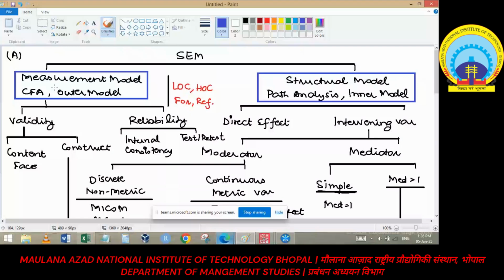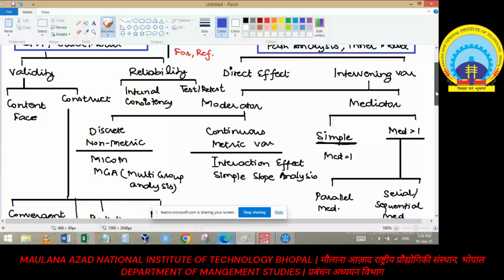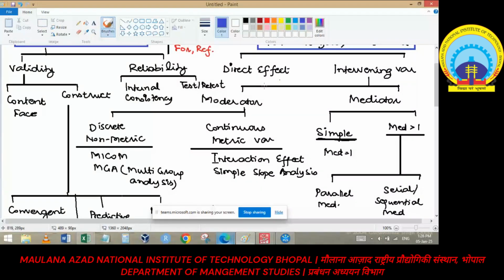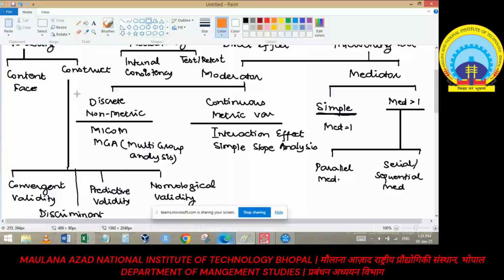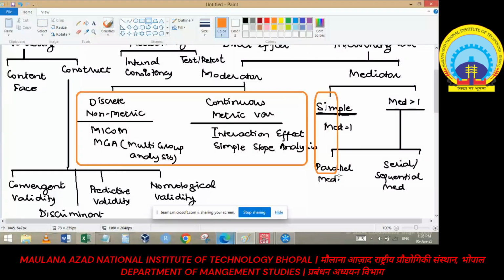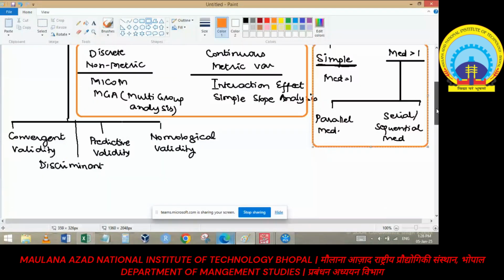So Dr. Atul Shiva will discuss the mediator and moderator. So if I make a sort of a table here, this is the part of the moderator analysis, and this one is the part of the mediation analysis. So moderator and mediator. Then this is part A.